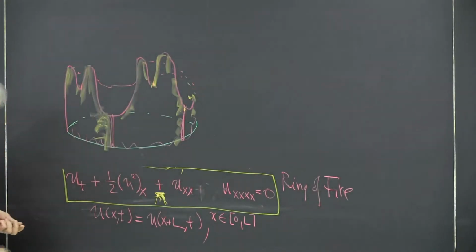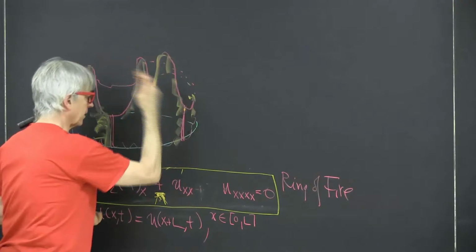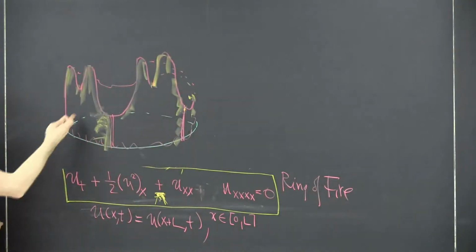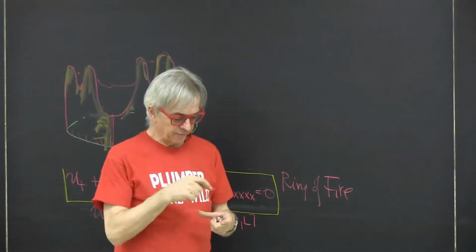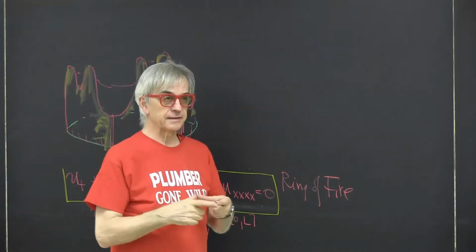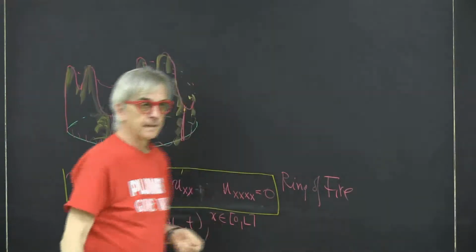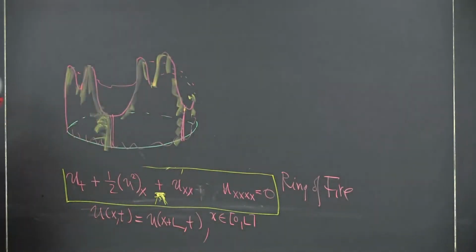I told you that the Kuramoto-Sivashinsky equation describes the ring of fire, which is some periodic domain. Now, in your kitchen, the ring of fire has a discrete number of places where the gas enters typically. And you might find the following kind of solutions.